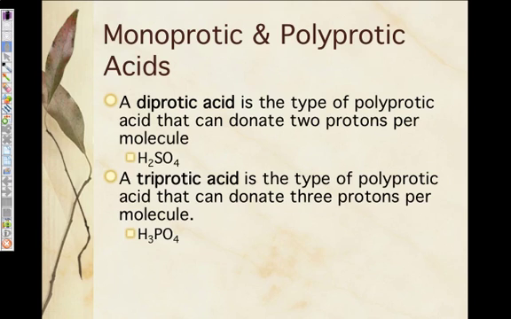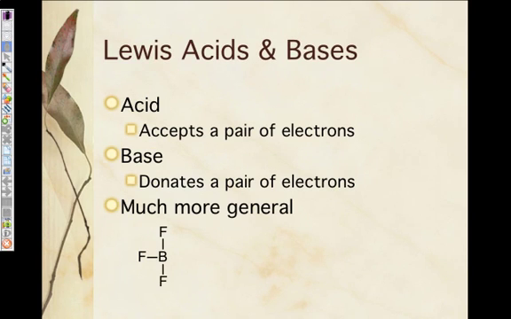Okay, Lewis acids and bases. This is just going to be another way of defining what an acid and base is, like the Arrhenius theory and the Bronsted-Lowry. We have the Lewis acids and bases, and it's all based on electrons. So an acid accepts a pair of electrons. It's looking at the transfer of electrons, and bases donate a pair of electrons. It's a much more general definition, because a lot of different compounds and molecules can be in this definition.